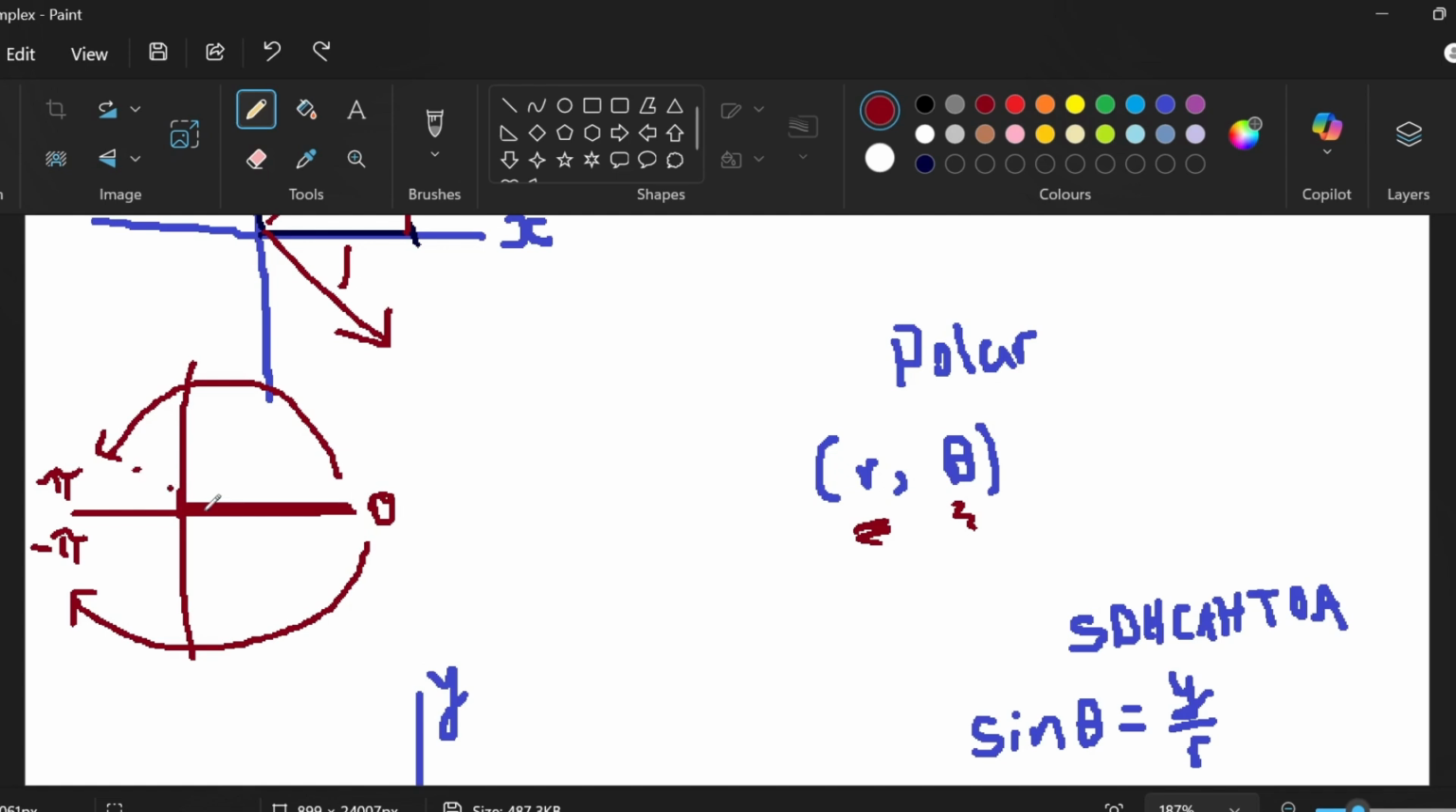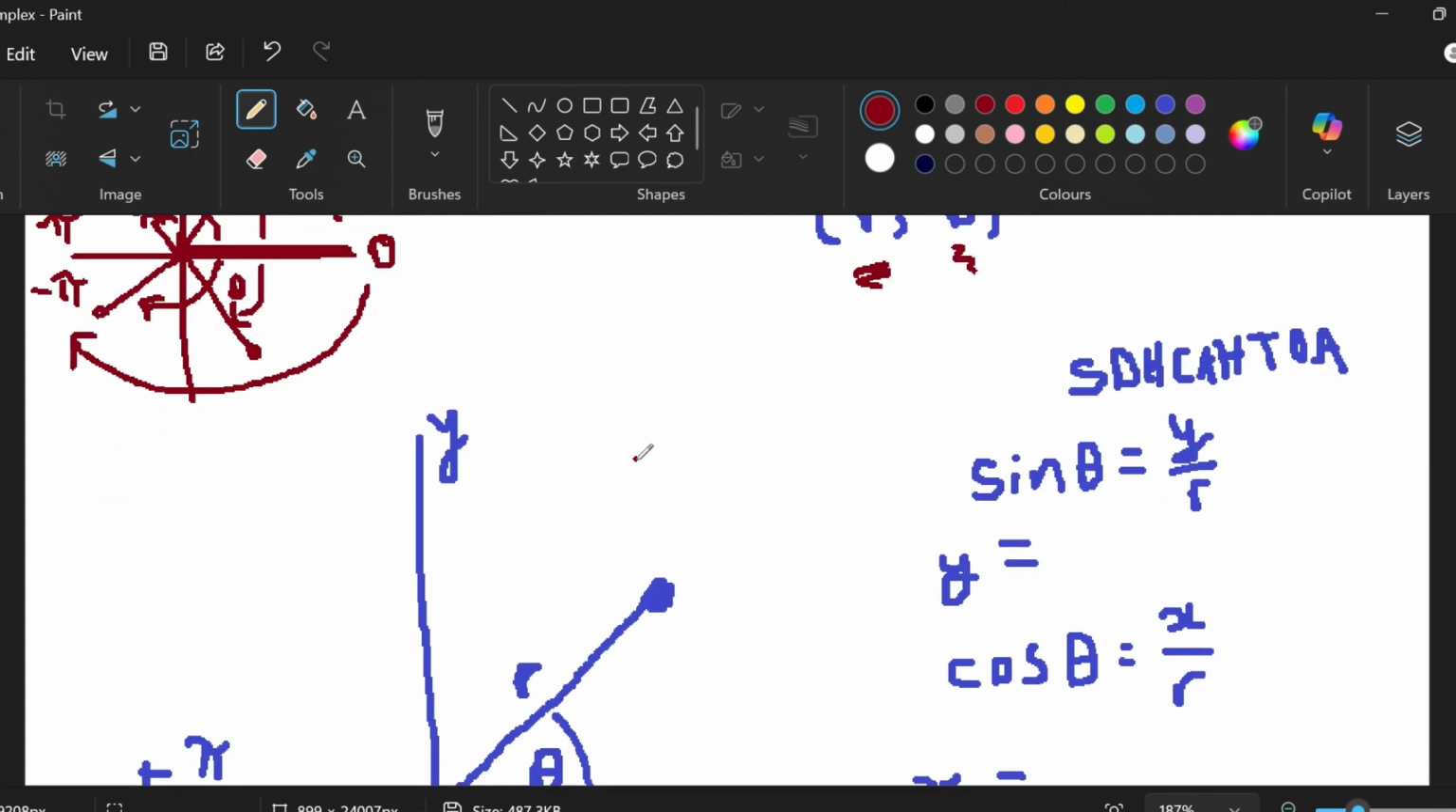So if my point was in the second quadrant, right here, then I'd take my angle like this from the positive x-axis. If it was in the first quadrant, the same. And if it was in the third or fourth quadrant, say this is my angle here, then I would take the angle also from the positive x-axis, like this.